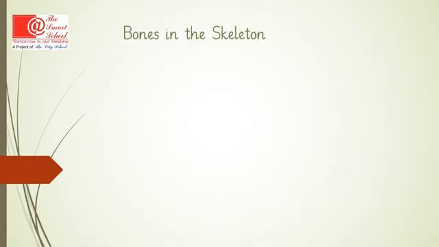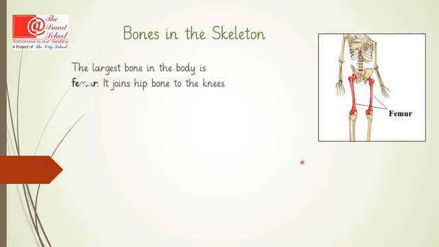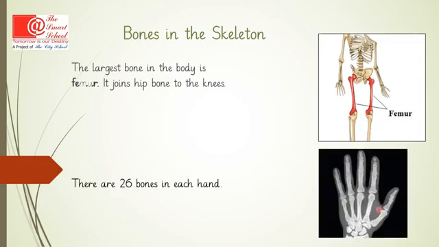Bones in the skeleton. The largest bone in the body is femur. It joins hip bone to the knees. The bones in the red here in both legs are femur. They join the hip bones to the knees. Our hands have 26 bones each.